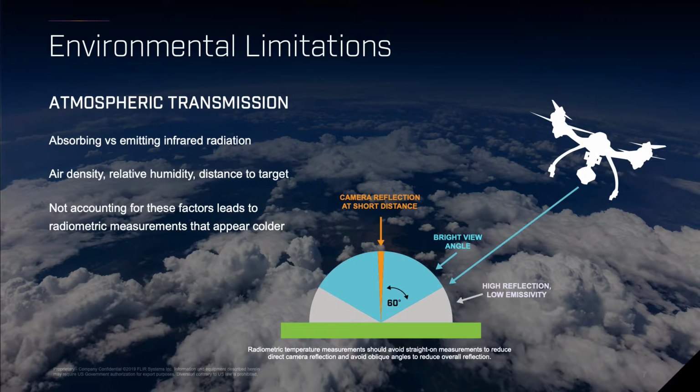We touch on this in other videos, but you need to realize that atmospheric transmission is happening between the camera and the target, and the more atmosphere that is between the camera and the target, the higher the possibility for absorbing and emitting infrared radiation. So air density, relative humidity, distance to target, these are all conditions and issues that are going to affect your resolution and ultimately your ground sampling distance. So not accounting for these factors leads to radiometric measurements that might appear cooler at the end of the day if your goal is to produce radiometric data.